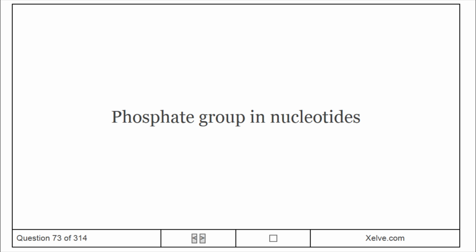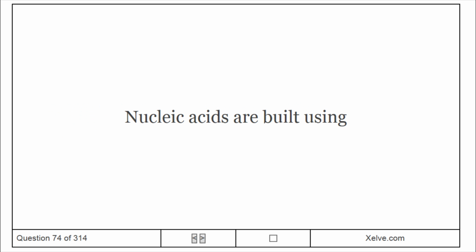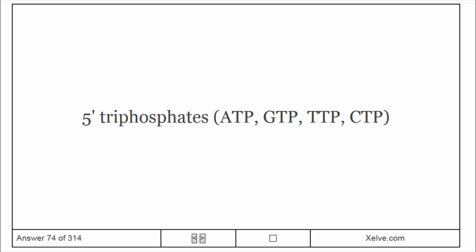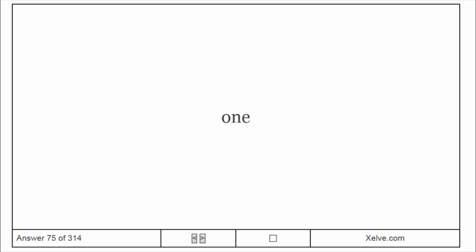Phosphate group in nucleotides. Negatively charged at neutral pH, attached to the 5 position. Nucleic acids are built using 5 triphosphates. How many phosphate moieties do nucleic acids have per nucleotide? 1.